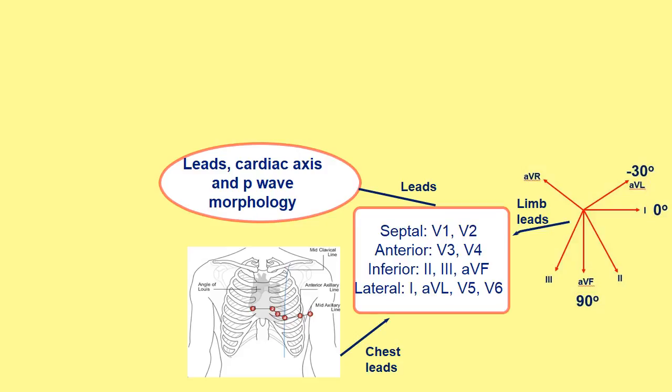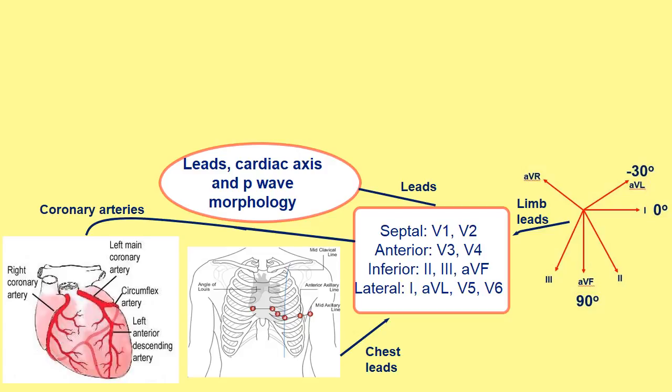So that gives us these leads: septal, anterior, inferior, and lateral leads. And we also talked about the coronary artery anatomy. So the left anterior descending supplies the anterior part, the circumflex supplies the lateral, and then the right coronary supplies the inferior.